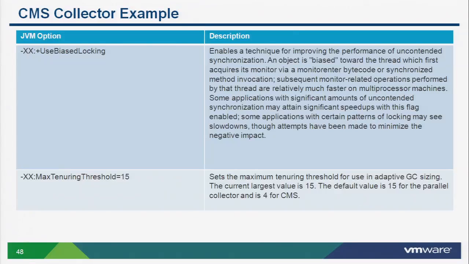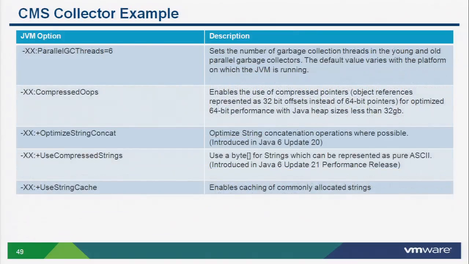Max tenuring threshold, basically I limit the number of times an object is copied between survivor spaces to about 15. The default is 4, and anywhere between 4 and 15 is the sweet spot. That means objects are going to live in survivor spaces, copied between 4 to 15 times, depending on the number you choose, before they get tenured to old generation. In this case, parallel GC threads is set to 6, which means I have at least a 12 vCPU machine.